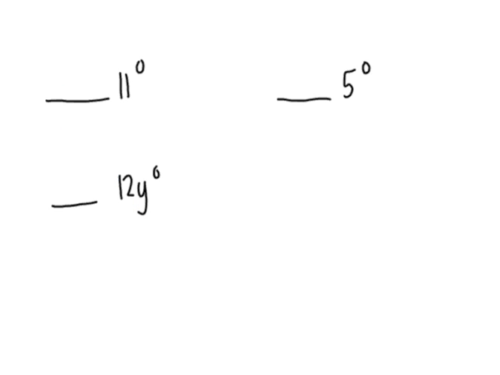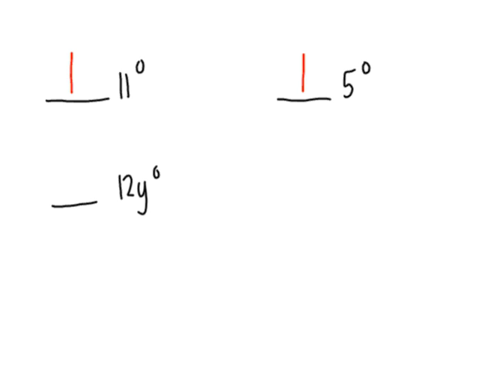Our next slide covers the zero exponent rule. Remember, this is just a fact. Any number to the 0 power is 1. So 11 to the 0 power is 1. 5 to the 0 power is 1.